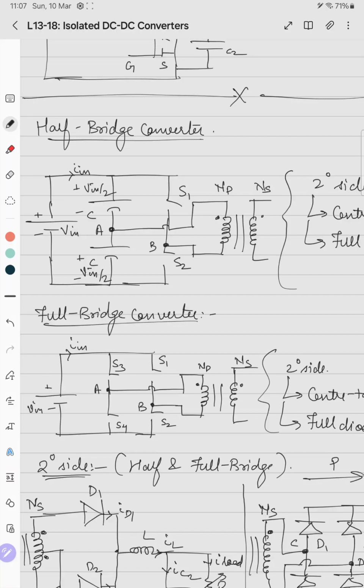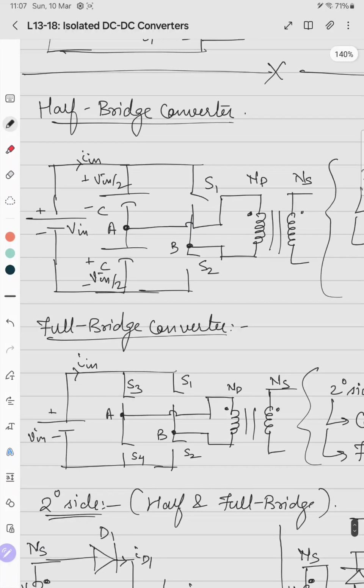So there are techniques for capacitor charge balancing, where we can use circuit components like resistors across this capacitor to maintain V by 2, or we can use a control technique while controlling this half bridge converter, such that when the switch is on, there is an imbalance in the capacitor voltage, and for the next switching cycle, that is when the switch is off, the voltage imbalance takes care of itself.